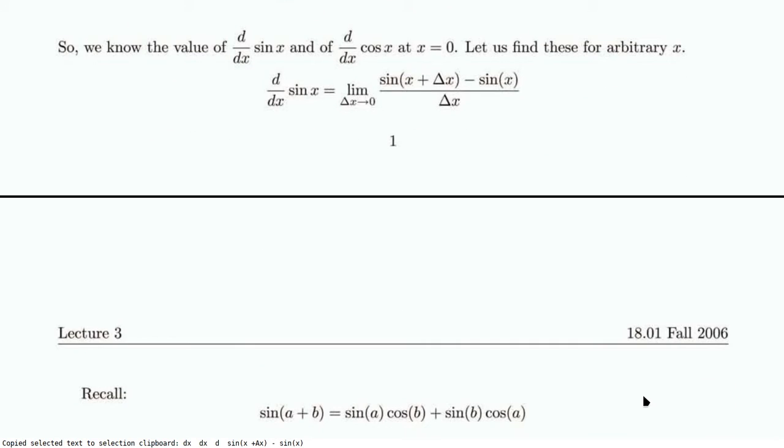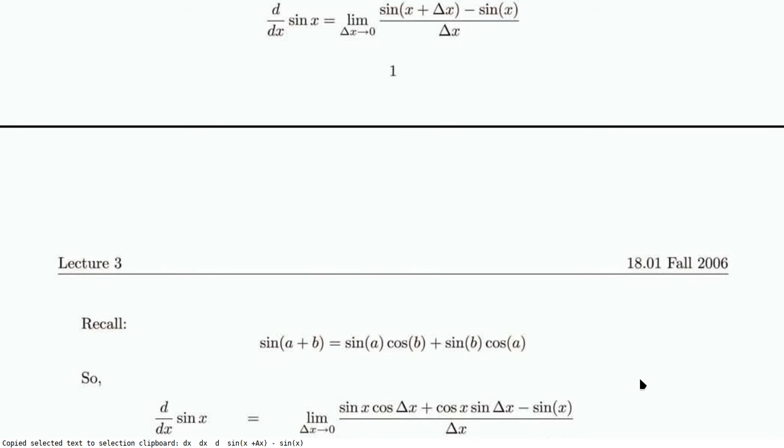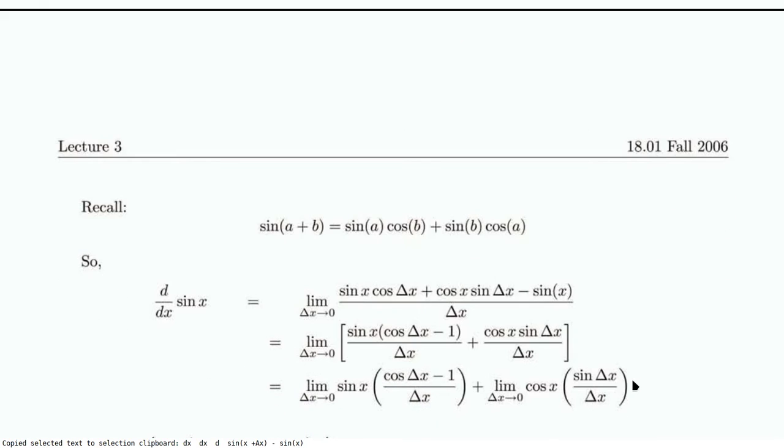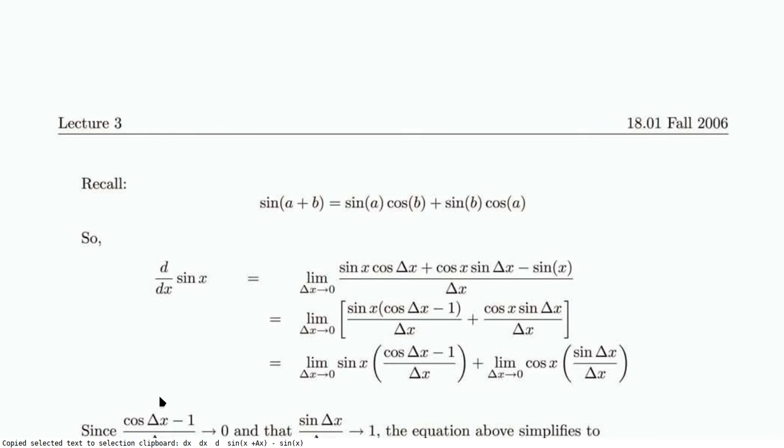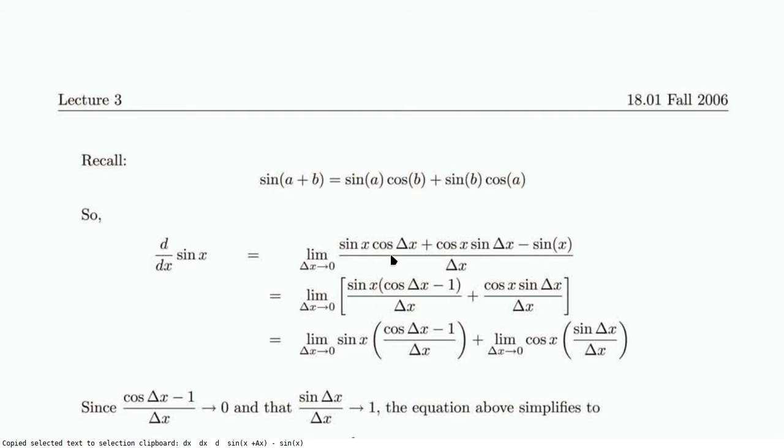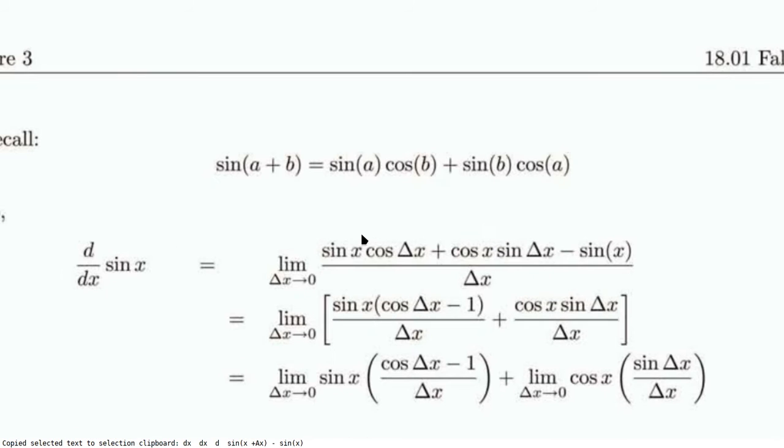You apply the trigonometric identity, sine of a plus b is equal to sine a cosine b plus cosine a sine b. So you expand it out. Your sine x gets cancelled. Sorry, your fraction gets divided. You have sine x times cosine delta x minus 1, so you take sine x common, right? You'll be left with delta x in the bottom, and here you'll have cosine x times sine delta x over delta x.